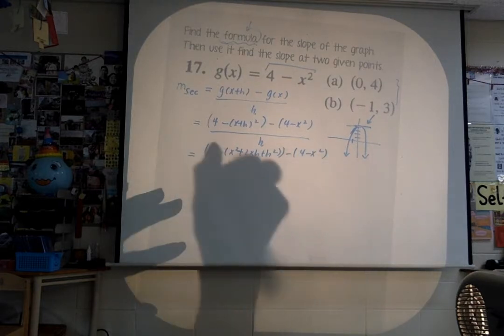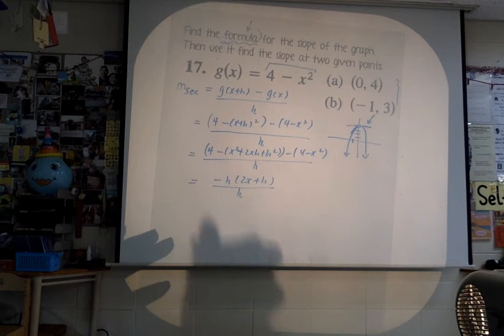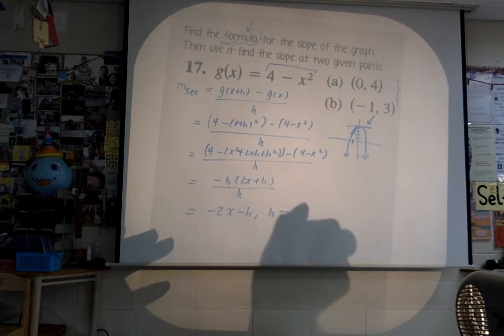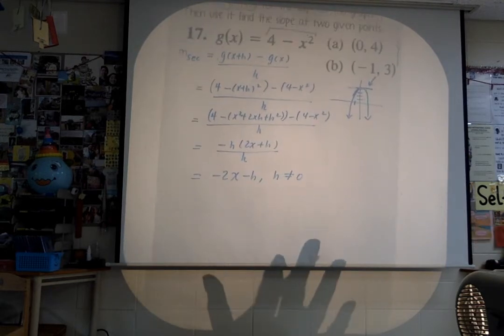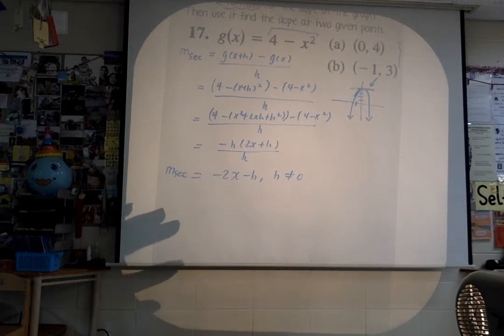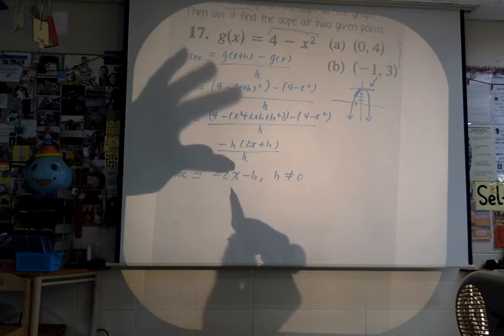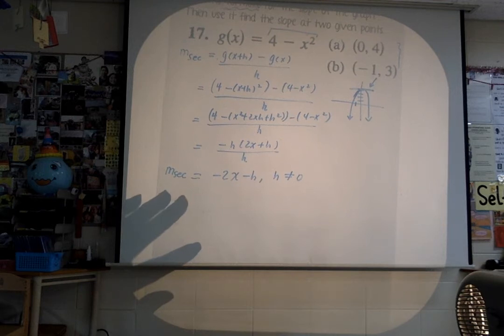So I'm not going to do the whole calculation here, but when I did this, I got negative h times (2x plus h), all over h, which came out to be negative 2x minus h, assuming that h is not 0. And also, we're assuming that the limit exists, okay? All right, and that right here is our formula. Because it's in terms of x, that means we can take in any kind of x value. And now we're going to use this to find the limit, okay?